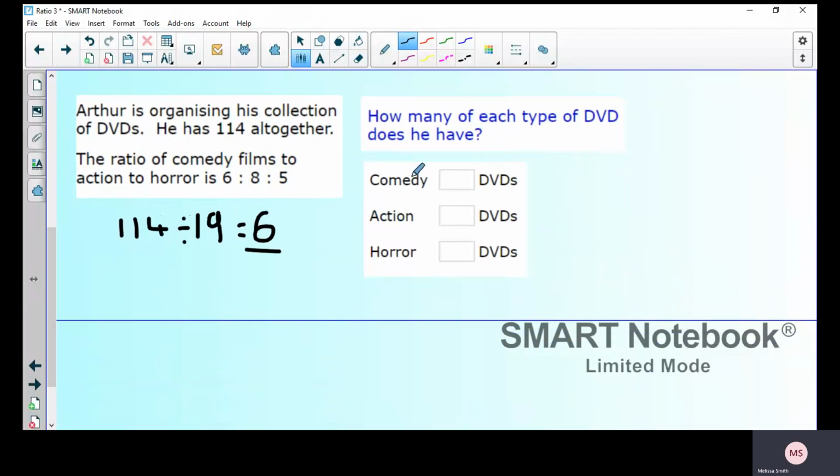So 6 times 6 is 36. So that's how many comedy DVDs that he has. Then 6 times 8, which is 48. So there's the action videos. And then 6 times 5, which is 30. And now we've got the horror. And again, if you add those up, what should they all equal? Well, if we've done it correctly, they'll all equal 114, and they do.